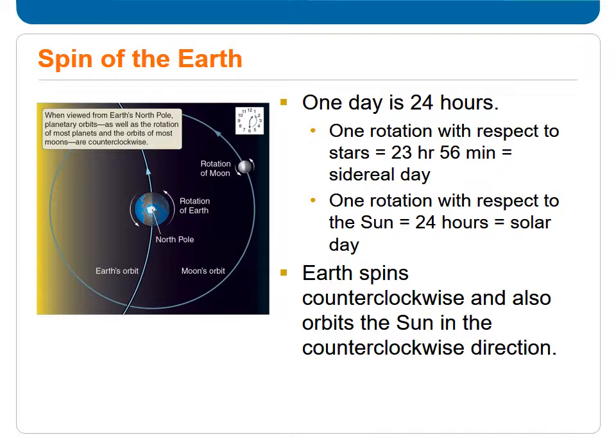The apparent motion of the stars across the sky is a direct result of the Earth's motion, its rotation about its axis. If you were looking down at the North Pole, you would see the Earth orbiting the sun in a counterclockwise direction. You would also see the Earth spin on its axis in a counterclockwise direction.